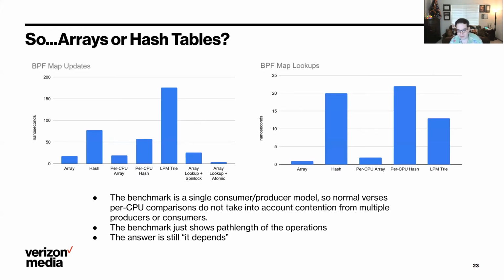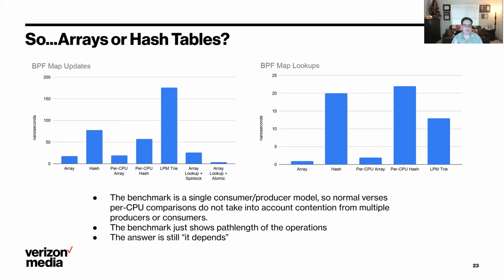So, I started this off with arrays and hash tables, so I thought I should at least provide some data that shows some of those differences. And here we have a graph on the left of doing updates and on the right doing lookups. You can see the various differences. And for pure path length, arrays are more efficient than hash tables. But again, it depends. Sometimes hash tables are needed based off of the memory that you need or the complexity of what you're looking at.